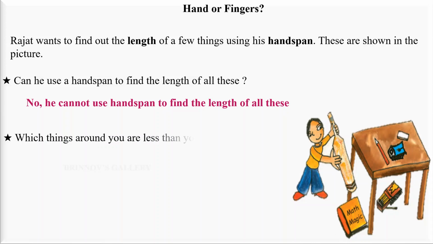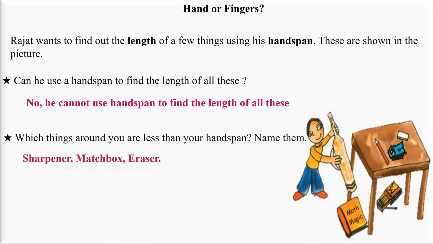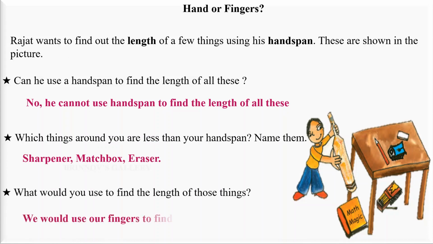Which things around you are less than your handspan? Name them. Sharpener, matchbox, eraser. What would you use to find the length of those things? We would use our fingers to find the length of those things.